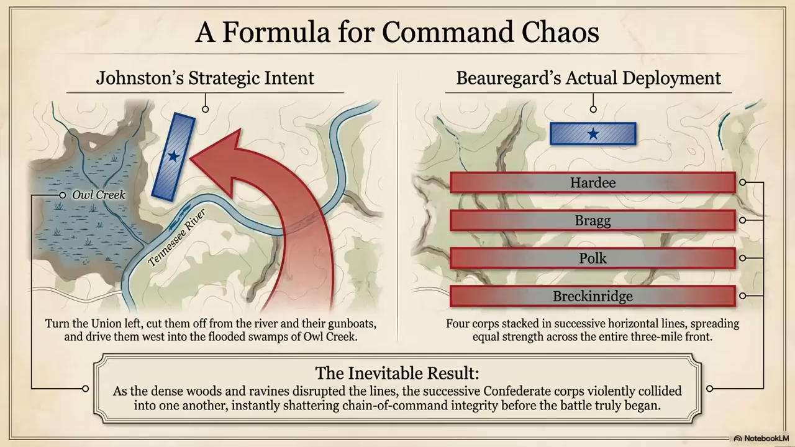However, General Beauregard's actual deployment completely undermined this plan. He stacked four separate corps, led by Hardee, Bragg, Polk, and Breckinridge, in successive horizontal lines stretching evenly across a 3-mile front. The inevitable result was disaster. As dense woods and rugged ravines disrupted the advance, these stacked lines violently collided and intermingled, instantly shattering all chain of command integrity before the battle even truly began.